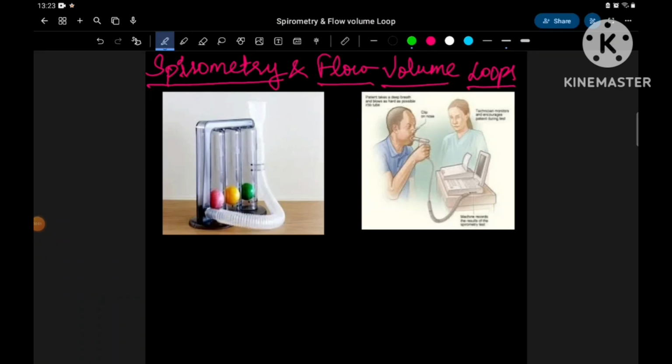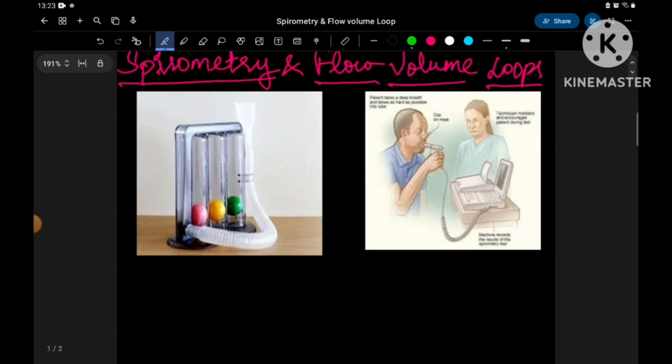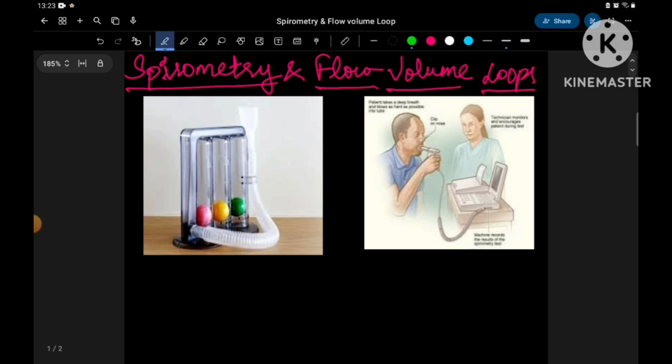Today we are going to discuss the topic spirometry and flow volume loops. First of all, we are going to discuss this topic very briefly. We are going to see the important points necessary for competitive exams. Okay, that's what we are going to see.